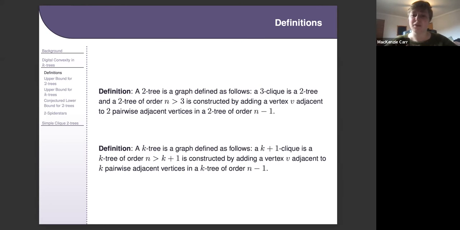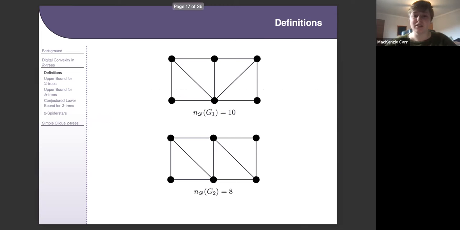Now in 2 trees, we start with a 3-clique, so with a triangle. And then we add in a vertex of degree 2 each time. So we want to add a vertex that's adjacent to 2 pairwise adjacent vertices, so to 2 vertices that are on either end of an edge. And then a K tree, we do the same thing. We start with a K plus 1 clique, and then we add vertices of degree K to build our K tree. So we can look at the upper and lower bounds for 2 trees as well.